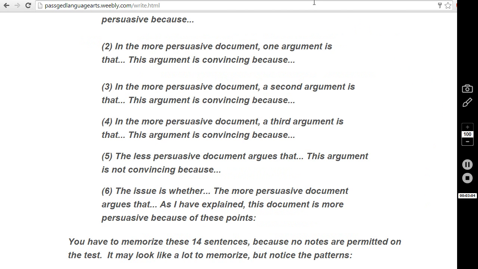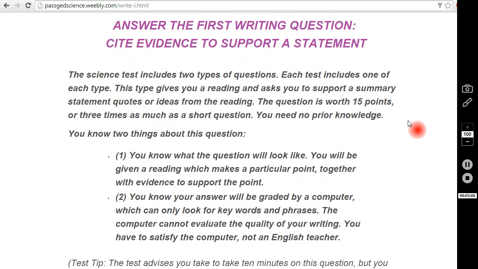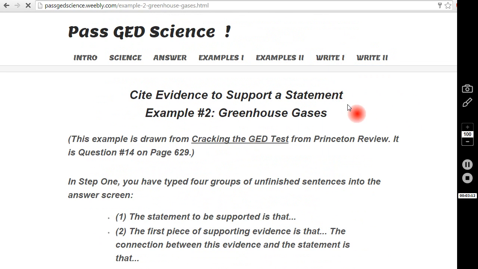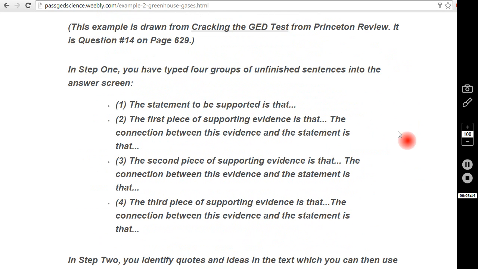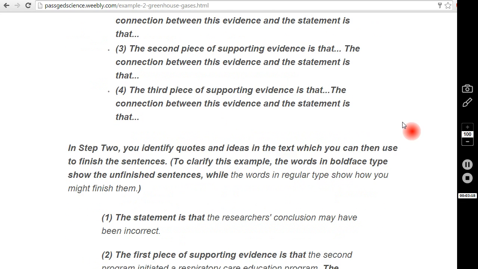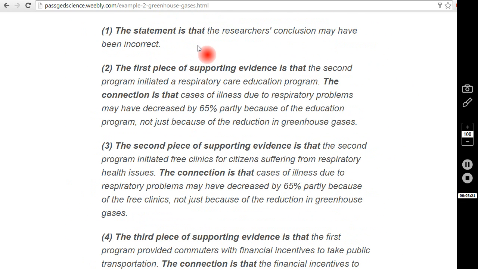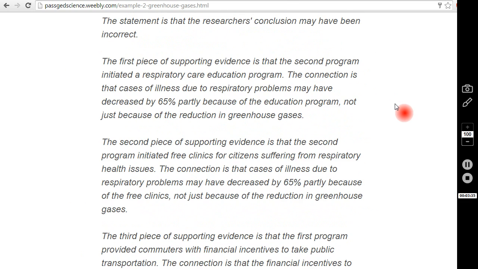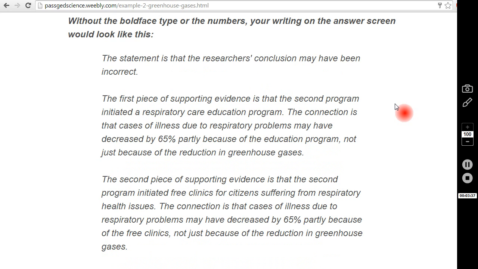So I'm going to go back to the first science question and show you an example of how we use this system. In step 1, we've put these unfinished sentences into the answer box of the test. In step 2, we start with these unfinished sentences, which are in boldface, and then using the documents and the sense of the question, we finish the sentences with what's in the material. And so you wind up with this, and if you clean that up, you get something like this.